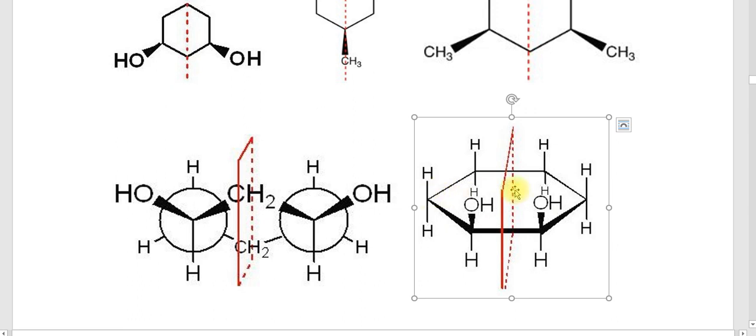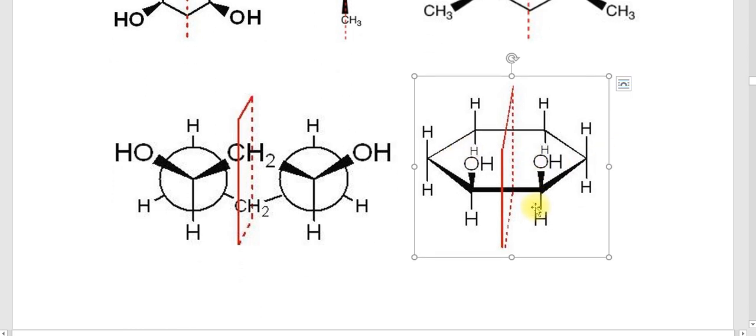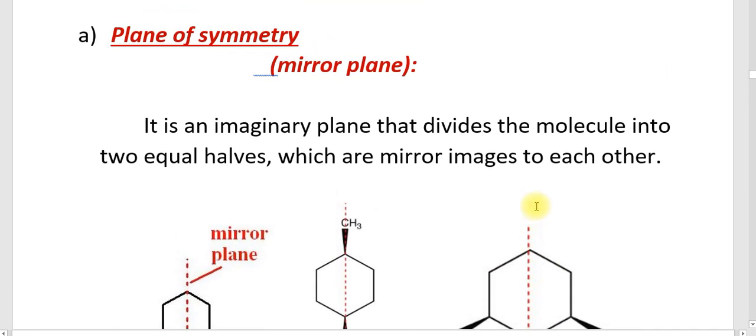But so that plane is not considered. But if you are considering a plane here, that is this plane, then we can say that this molecule is cut into two halves. Then the first half is exactly the mirror image of the second half. So that is all about the plane of symmetry.